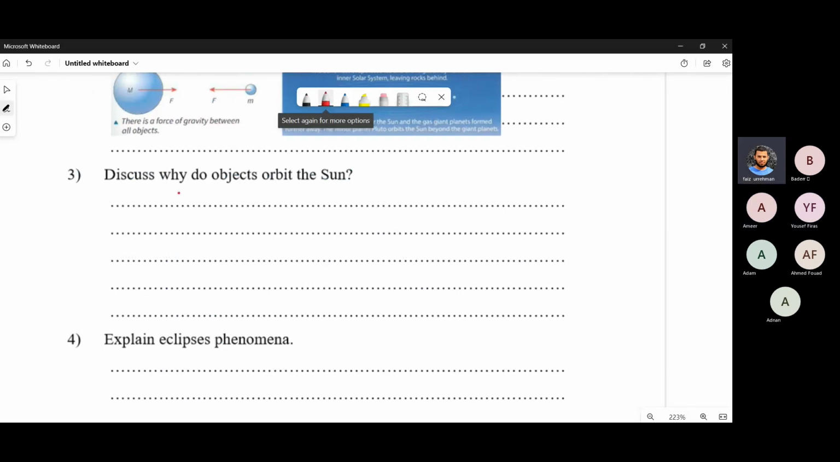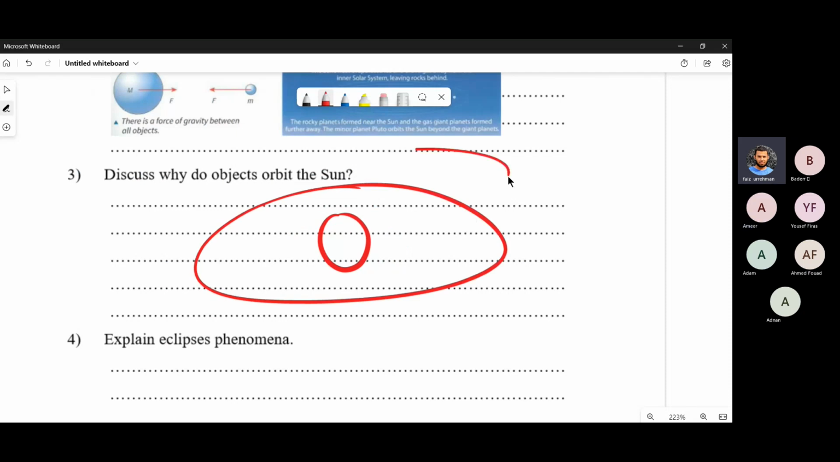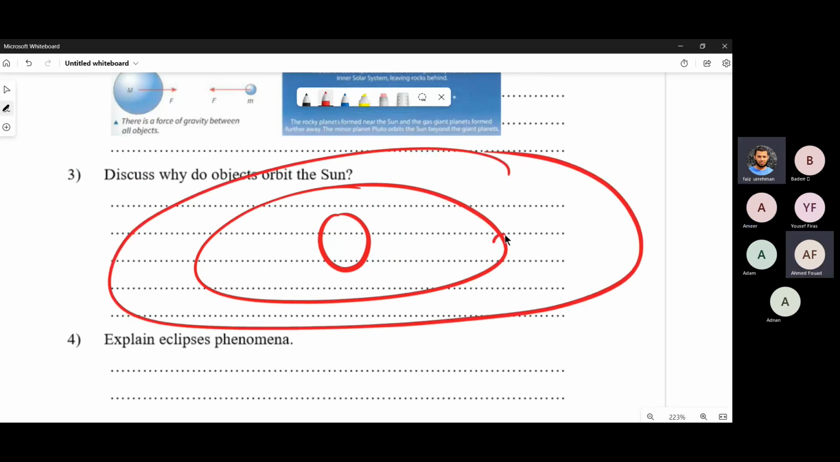Okay. Discuss why objects orbit around the sun. Orbiting means what? To go around the sun. Yes, like this is the sun, and these are the orbits. Can I explain, Mister? Yes, go for it. There are two reasons, Mister. Gravity and centripetal force.